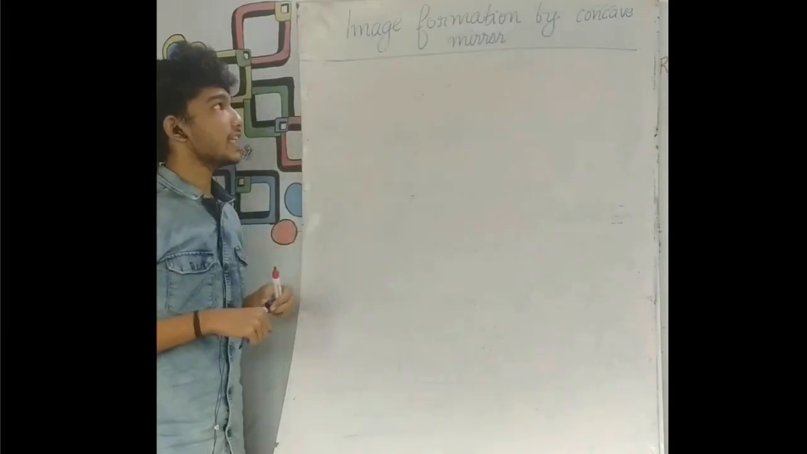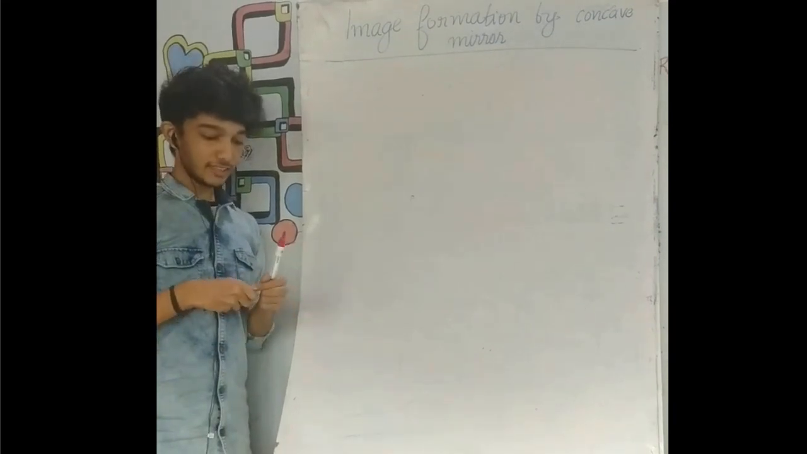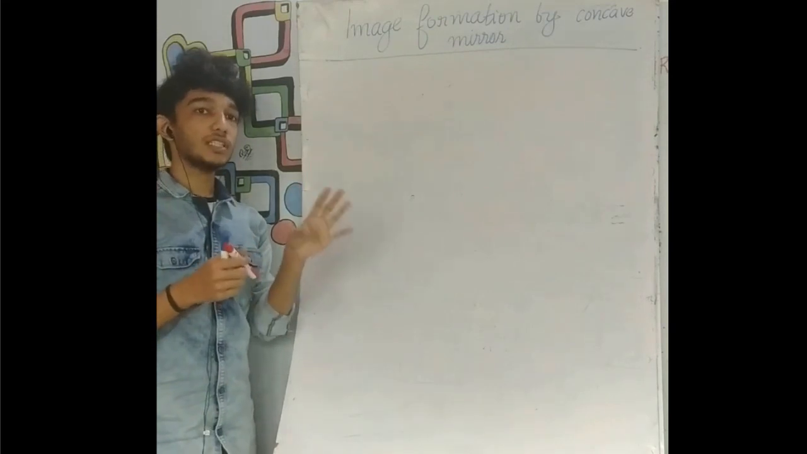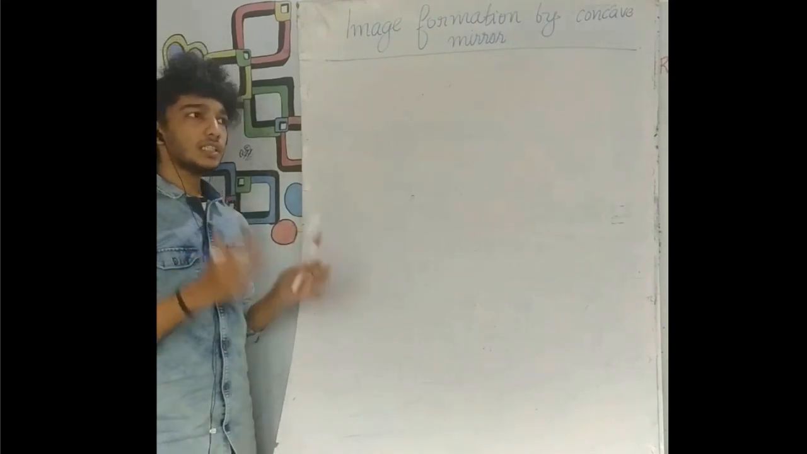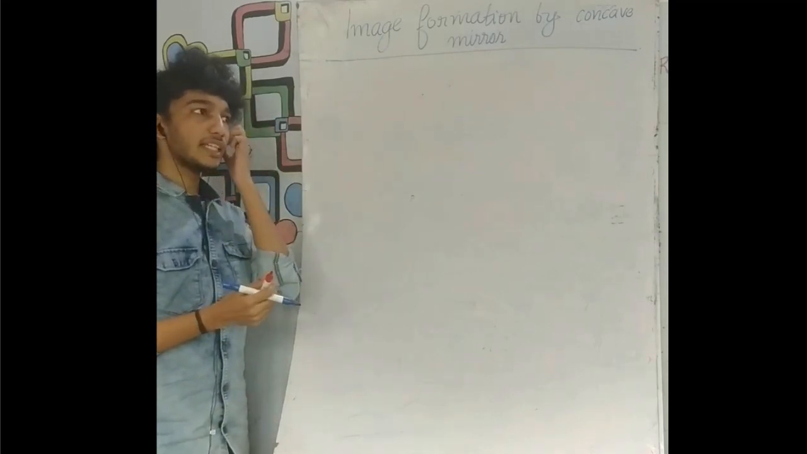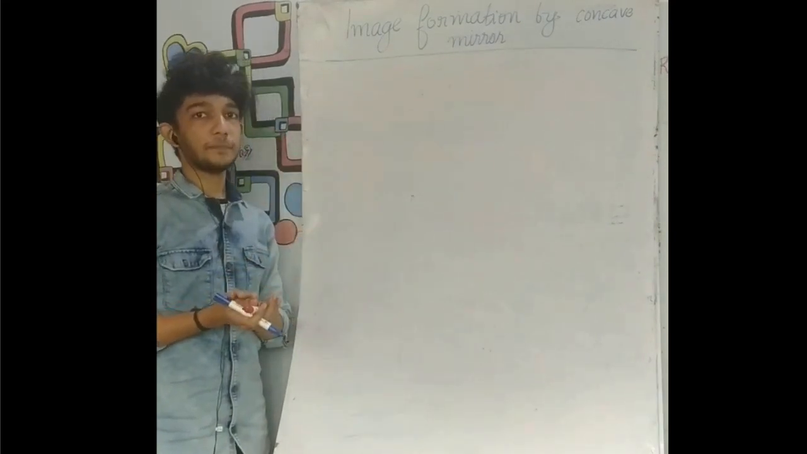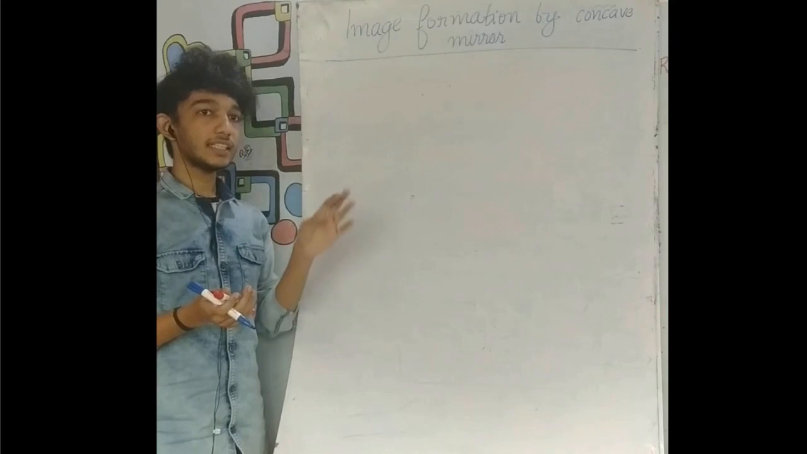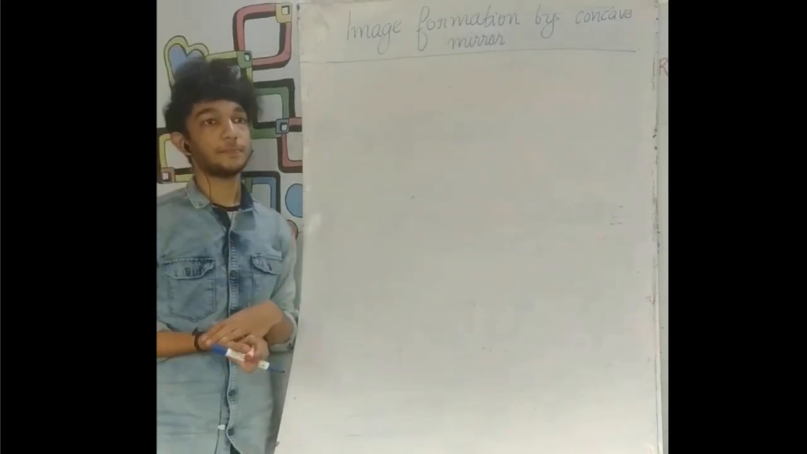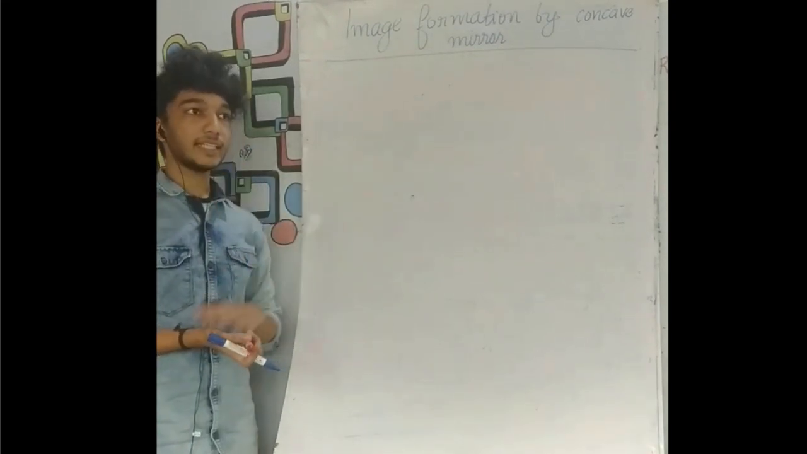Now let us move into the next topic, that is image formation by spherical mirrors. First we will discuss image formation by a concave mirror, and next we will discuss the convex mirror. So what does concave mirror mean? It is curved inwards, and usually the image formed by a concave mirror is real and inverted. But in a special case, it can also form a virtual and erect image. But in the case of a convex mirror, the image will always be virtual and erect.